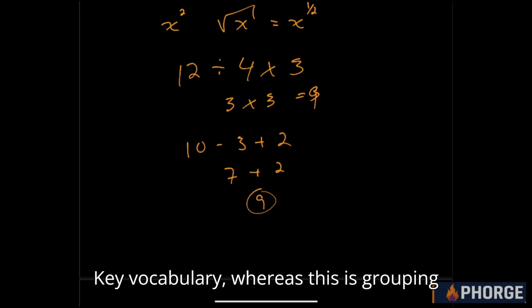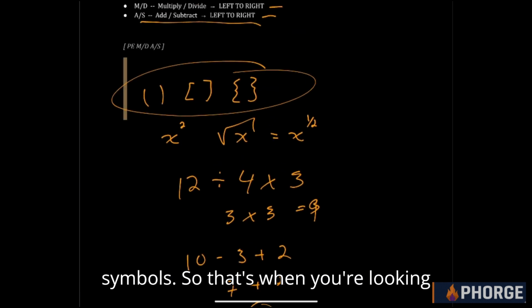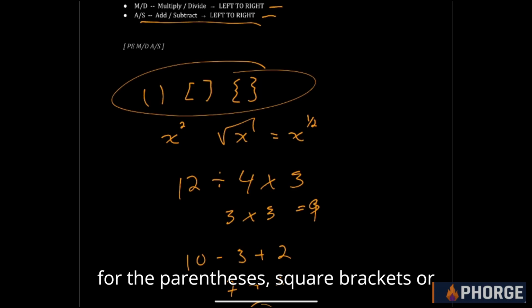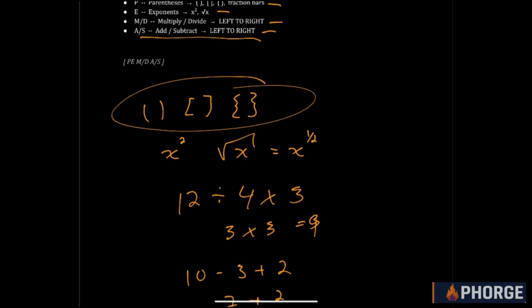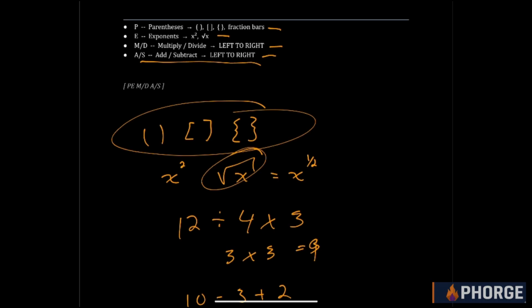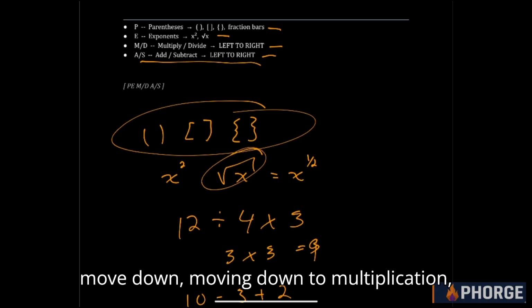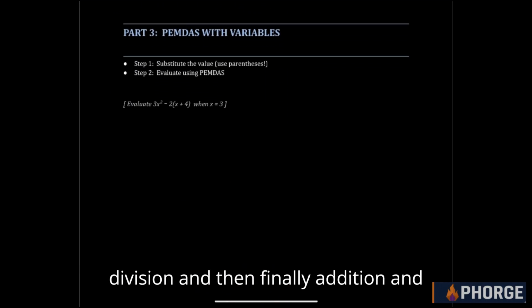So key vocabulary words: grouping symbols. That's where you're looking for the parentheses, square brackets, or curly braces. Then exponents, and that also includes square roots. And then you're moving down to multiplication and division, and then finally addition and subtraction. Okay.